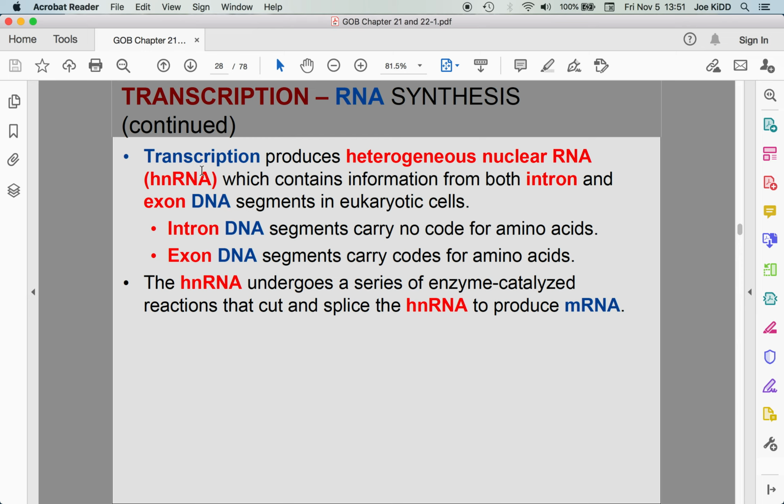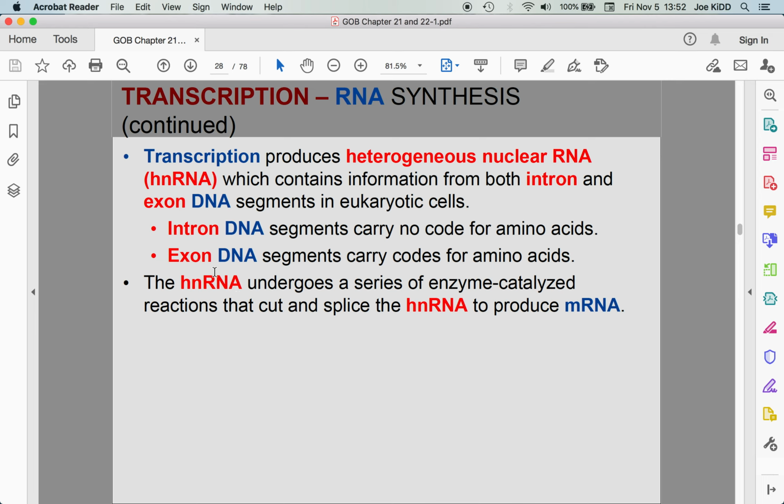Transcription, right? So going from DNA to RNA produces heterogeneous nuclear RNA. What we mean by this is it contains information that is both useful and not so useful. We have things called introns and exons in DNA. An intron DNA segment carries no code for an amino acid. So for going from DNA to RNA, it is not useful information. An exon is what carries a code. So the way I like to remember this is that an intron would stay inside the cell, an exon would leave the cell to go make a protein.